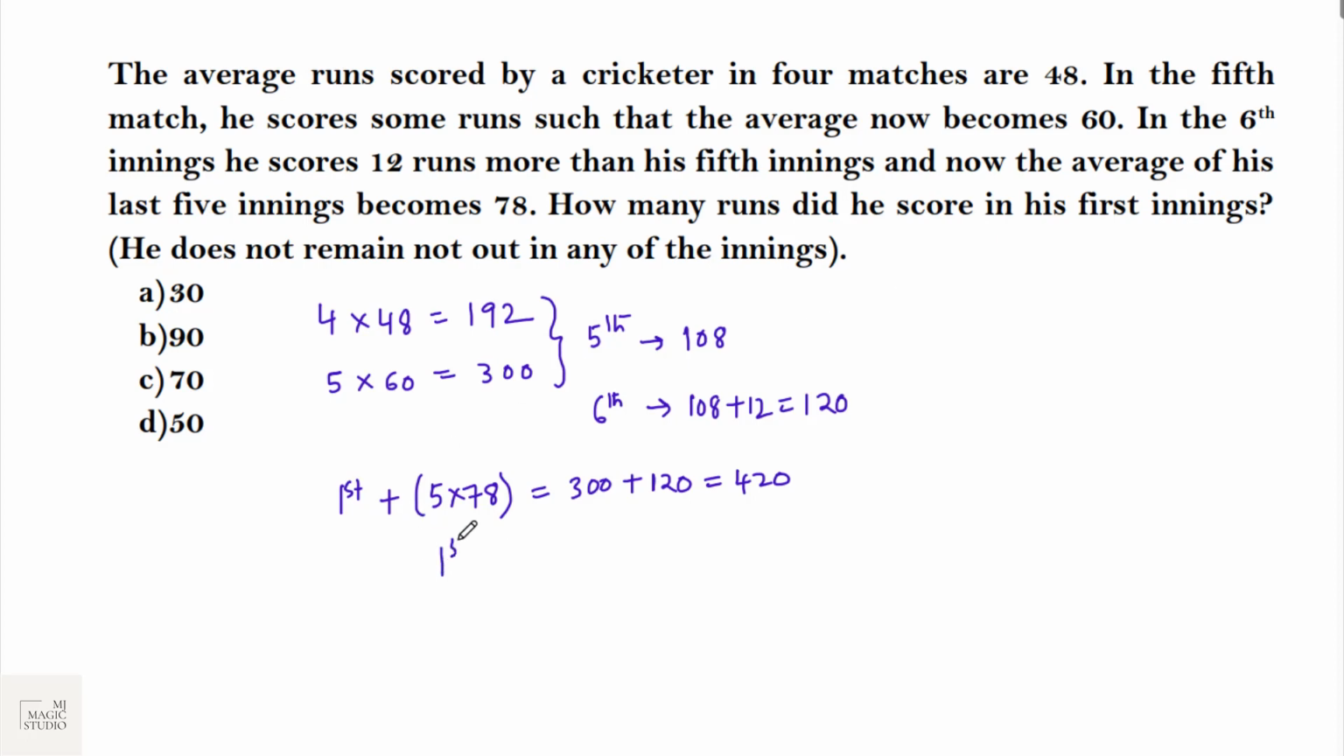Bingo. So the first inning score is 420 minus 78 into 5, 390 minus 420 gives 30. That is equal to 30. How many runs did he score in his first innings? Those are 30. Option A is the pick.